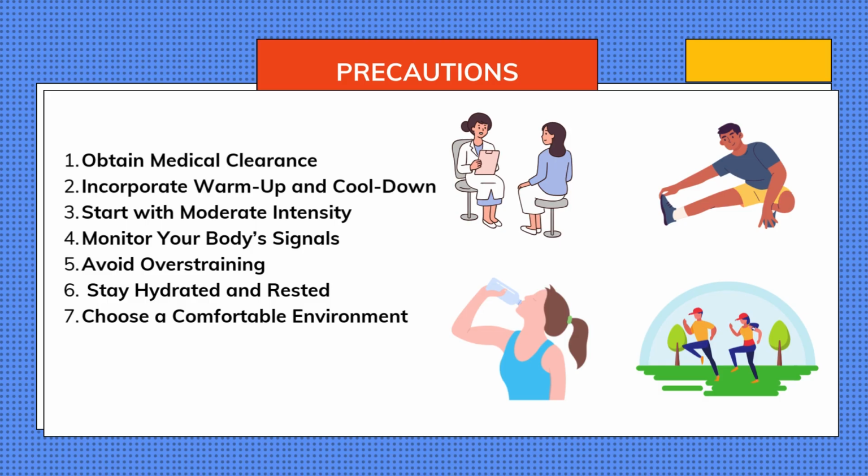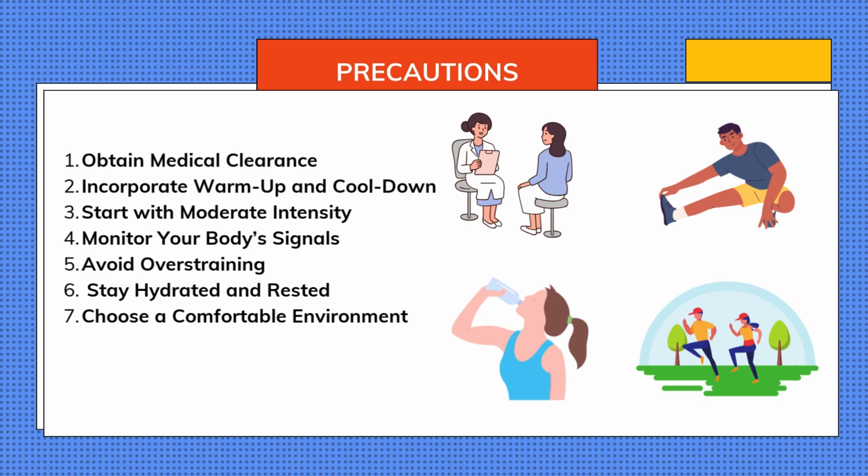Start with moderate intensity. Begin with low to moderate intensity activities like walking or cycling. Gradually increase duration and intensity to build endurance safely. Monitor your body signals. Pay attention to symptoms like dizziness, shortness of breath, or chest pain. Stop exercising immediately if these occur and seek medical advice if needed.